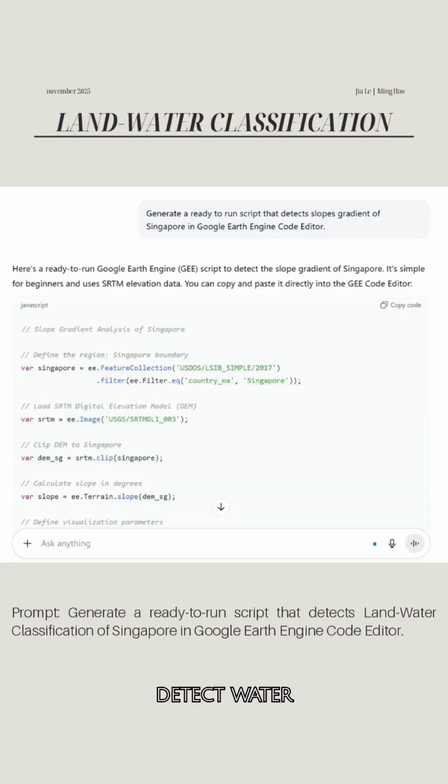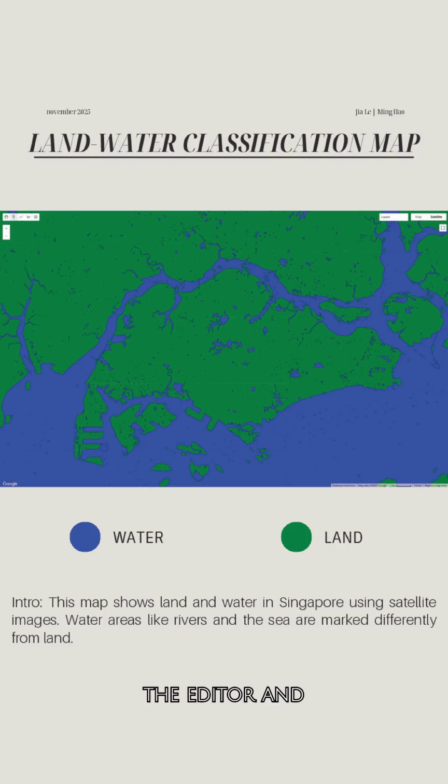Next, we'll detect water bodies. This uses something called the NDWI index, which highlights moisture by comparing green and infrared bands. Again, I asked ChatGPT for a land water classification script, then pasted it into the editor and ran it. The output appears instantly. Areas like reservoirs, rivers, and coastlines show up clearly. This helps in flood studies, drainage planning, and environmental evaluation.